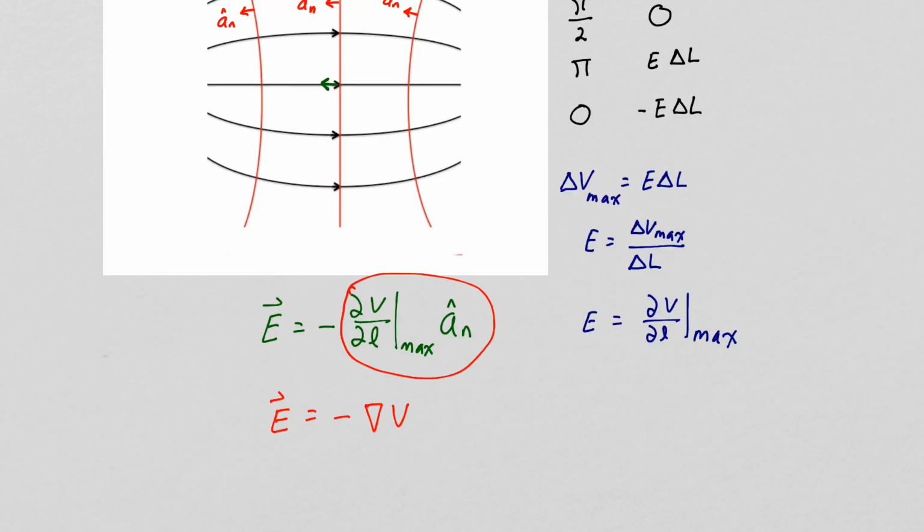The notation we use to indicate the gradient of the potential is del V, and this del is the del operator we introduced when we were talking about divergence. Now that we understand the concept of finding the electric field intensity from the electric potential, let's look at how you would do that in our three coordinate systems.